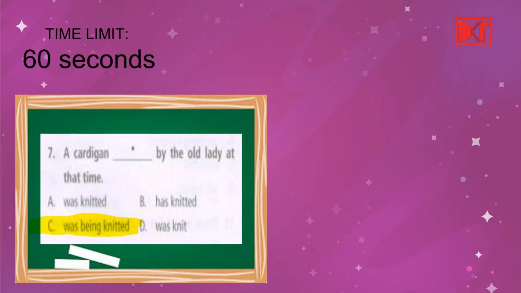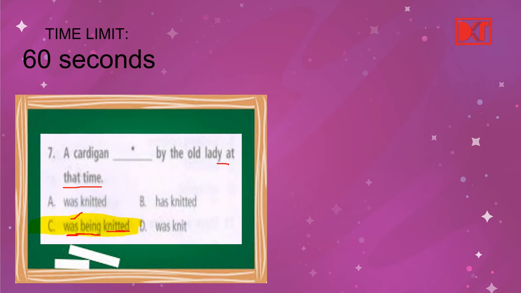Yahan pe, this is at that time. Matlab us time something was happening. Alright, so this one gets into, you know, past, so was, and we have was being continuous tha, and knitted is the past participle. Alright, so the correct answer is C, was being knitted.